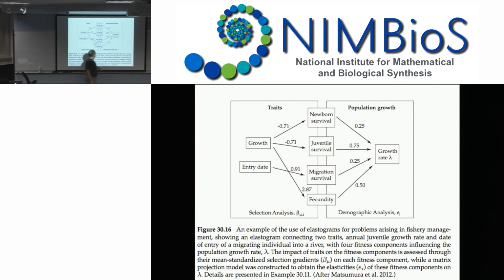And here's an example from salmon. So I basically have two traits, growth and early entry into the stream. I then have life history components: newborn survival, juvenile survival, migration survival, fecundity. So this is the selection analysis. I can then go ahead and compute variance standardized gradients on how growth impacts these traits. And what you see is it's only significant on these three. It doesn't influence migration survival. Likewise, entry date only influences migration survival.